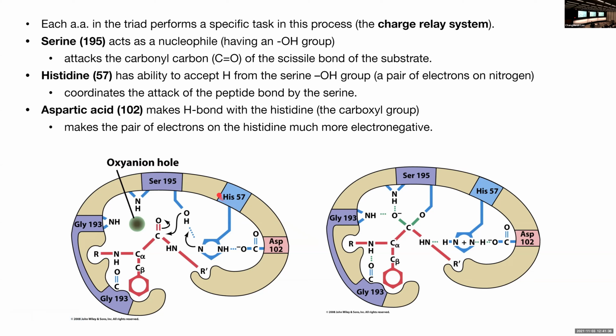Also, this histidine, whose job is to pull the proton from the serine, can be stabilized by the aspartic acid at residue 102, because aspartic acid is acidic, so it's negatively charged. It'll stabilize this basic side chain of histidine. So if you're missing one of them, then you're not going to have enough of a charge relay system to get rid of this proton and attack the peptide bond.